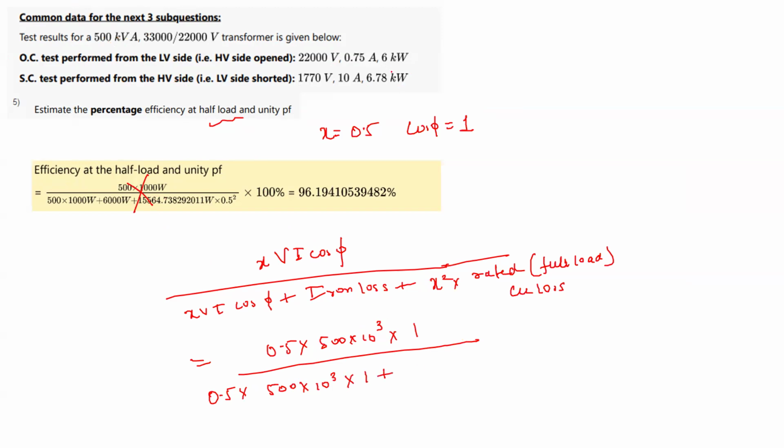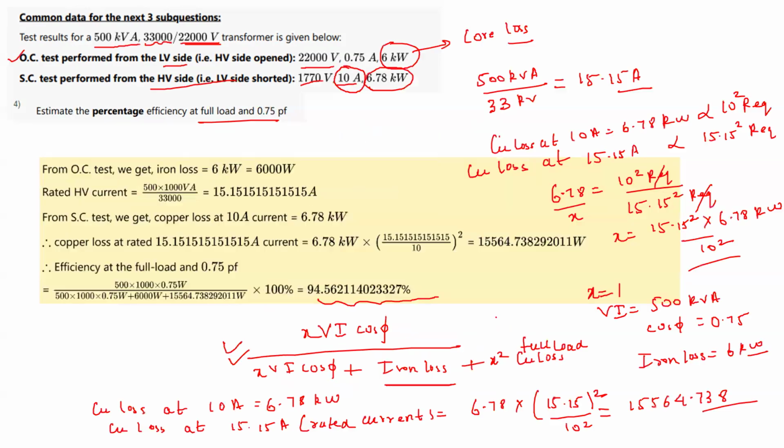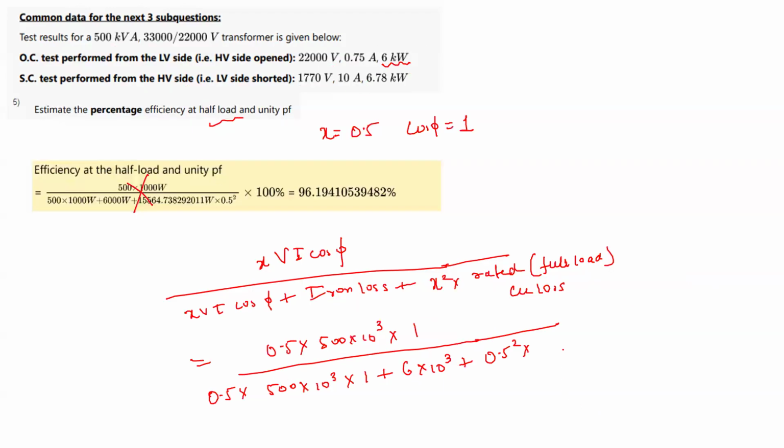This iron loss, we know we get at rated voltage, so this is 6 kilowatt, plus x square. X square is 0.5 square, and we have obtained the full load copper loss in the previous question. So you will write x square into this much value. So this will be 15564.73. If you solve this, you will get some value. Okay, so you can solve it in this way.